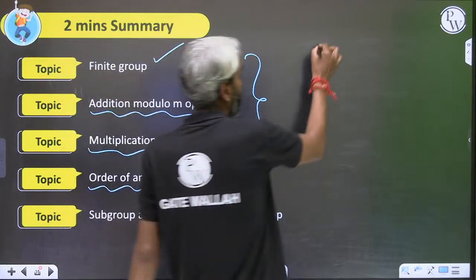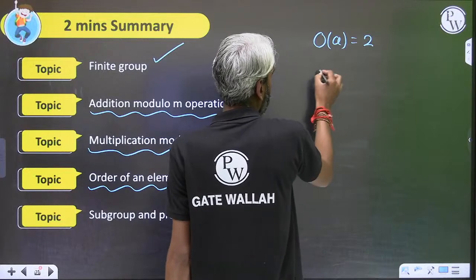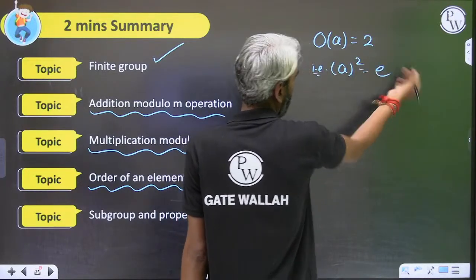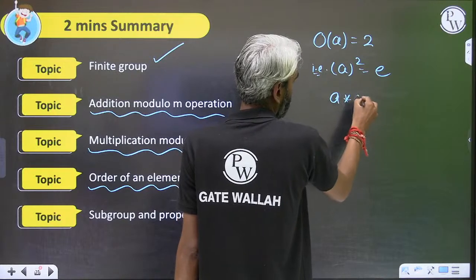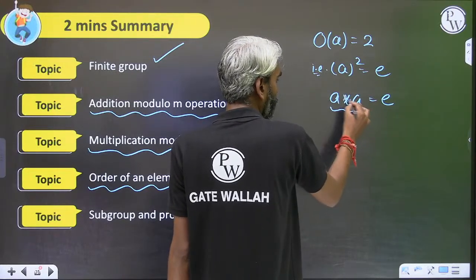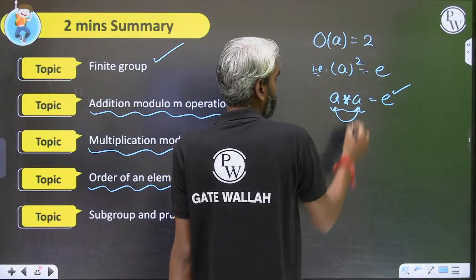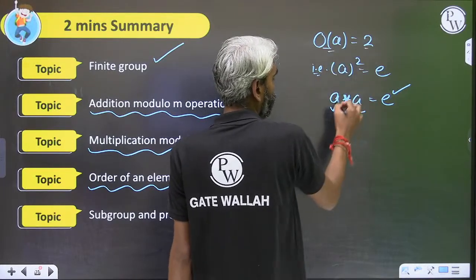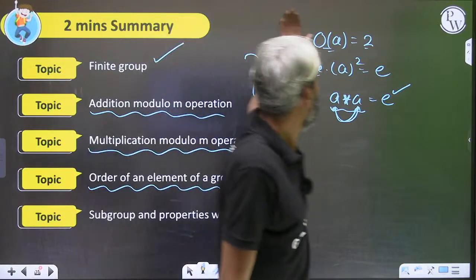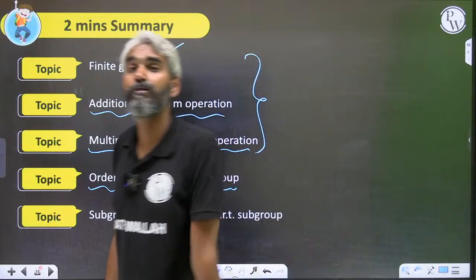Please try to understand. If I am saying the order of an element A is equal to 2, what does it mean? A squared equals the identity element, that is, A asterisk A is equal to the identity element. So for two elements, if the binary operation of those two elements produces the identity element, then they are inverses of each other. So if the order of A is equal to 2, then the inverse of A will be A. For any element, if the order is equal to 2, then that element will be the inverse of itself.